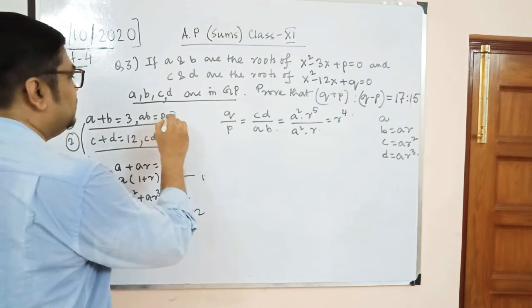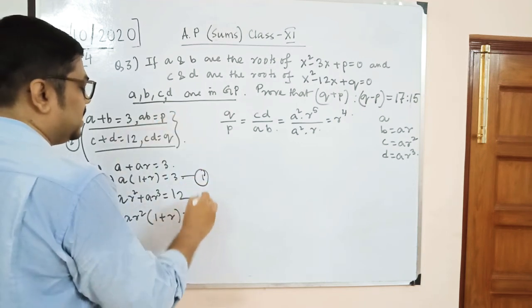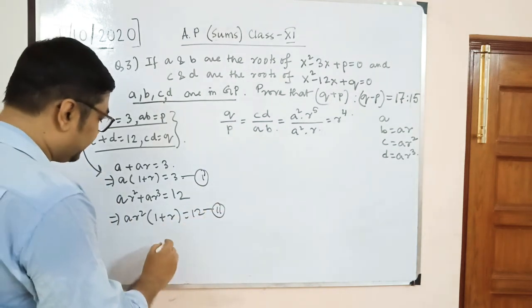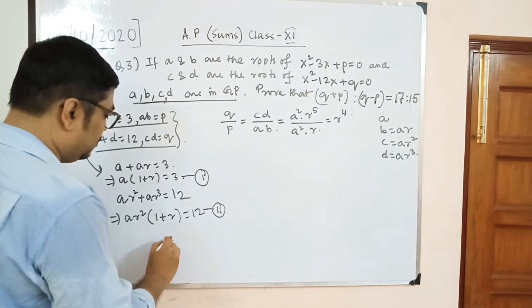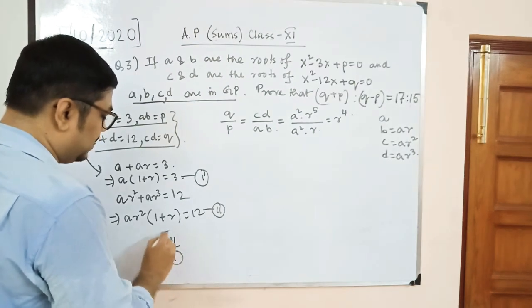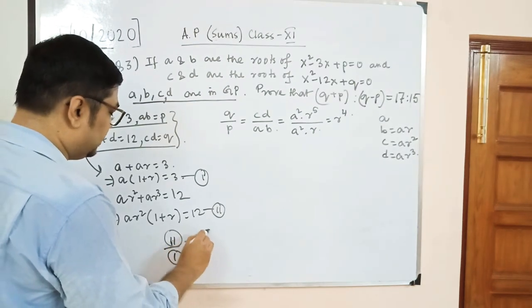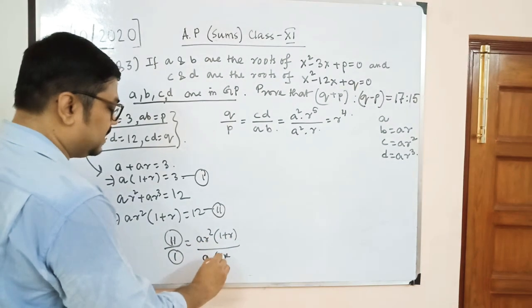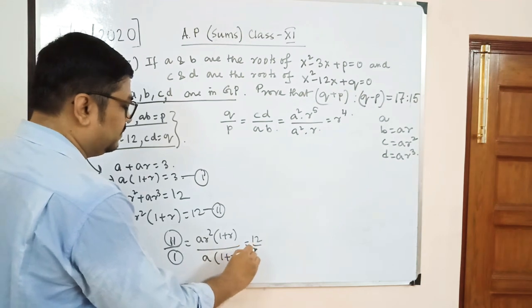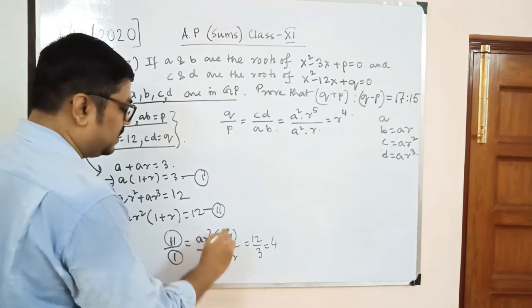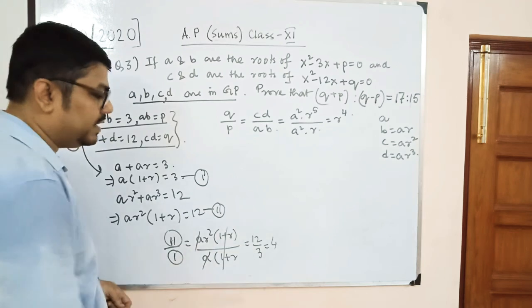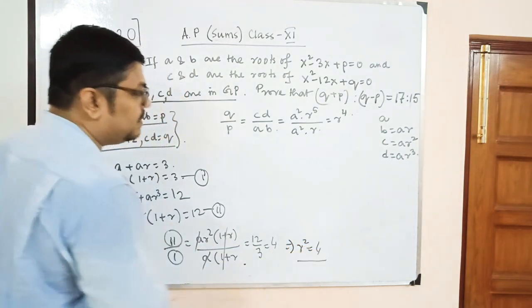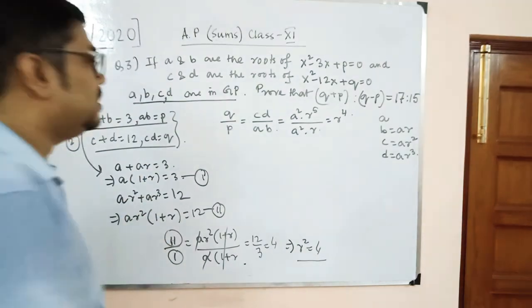So we can assume this as equation 1 and 2. So what I will do, I will divide equation 2 by equation 1. Look at it. So if I divide, then what's happening? 1 plus R, then here A into 1 plus R, becoming 12 by 3, which is 4. So these two cancel, these two cancel. So R square is 4. So this is the main point, to make the sum short.